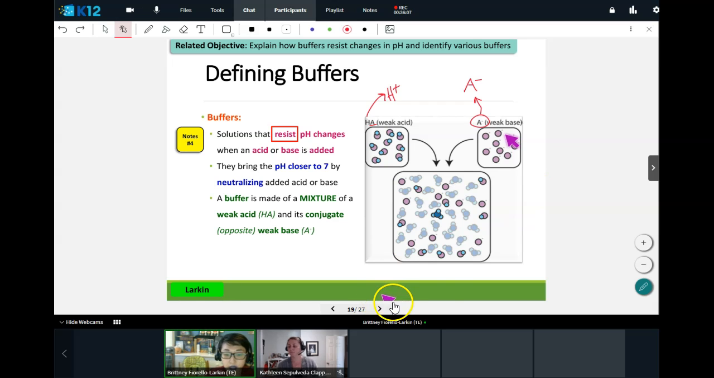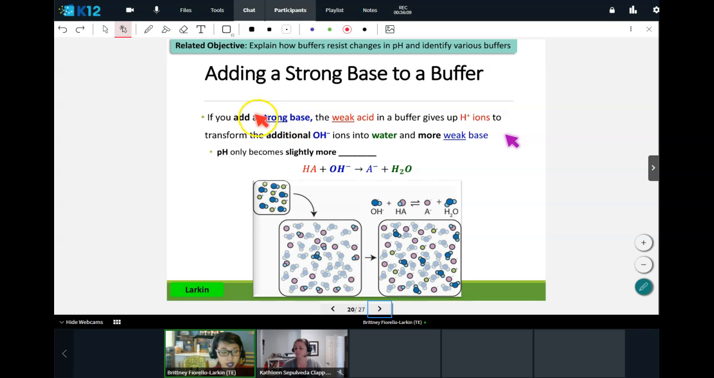All right, so let's talk about why this works. So here's the deal. In our buffer, we have our weak acid, which is HA, and our weak base, which is A negative, the opposite. That's going to be important for later. Now, if we have our buffer solution and we try to add a strong base, strong bases are going to add OH negatives. The weak acid, our HA, is going to react with this strong base.